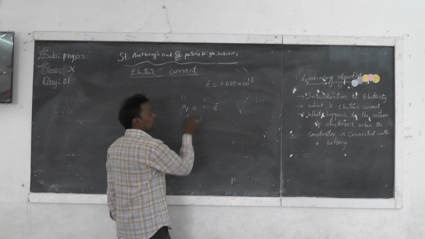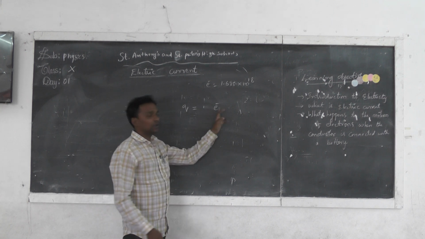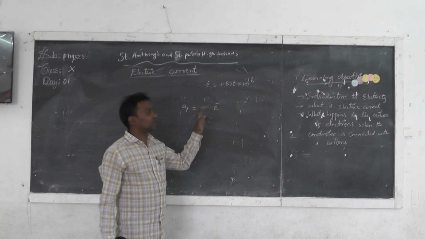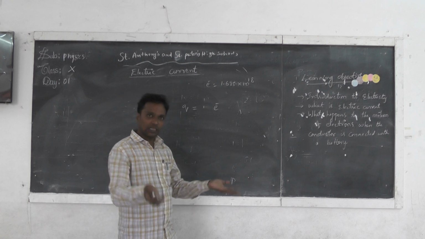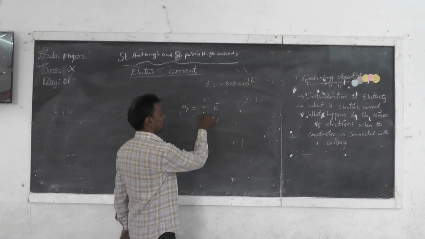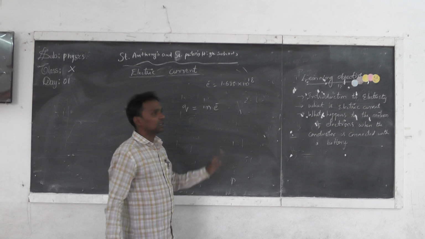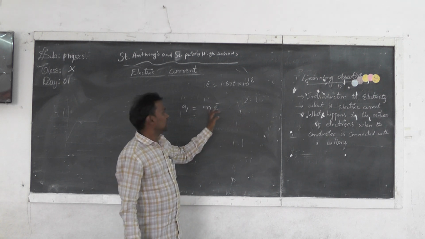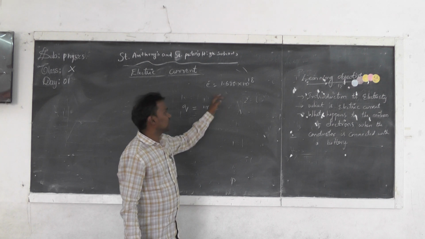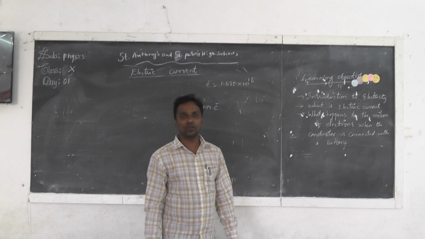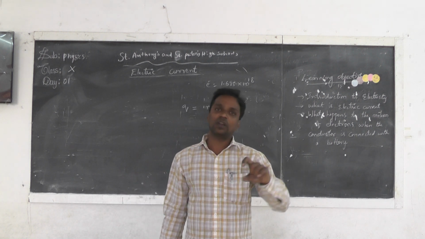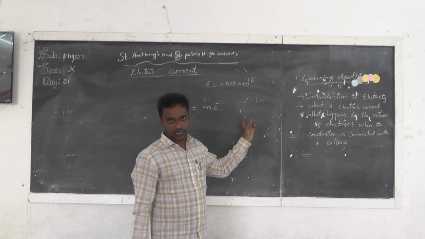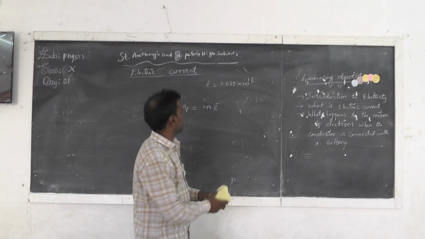So if there are 2 electrons, the charge is 2 into e, and for 3 electrons, 3 into e. Like that, if n electrons are there, we write n into e. That means charge Q is equal to n, the number of electrons, into the charge of 1 electron.